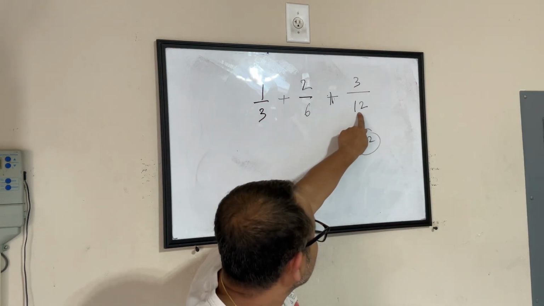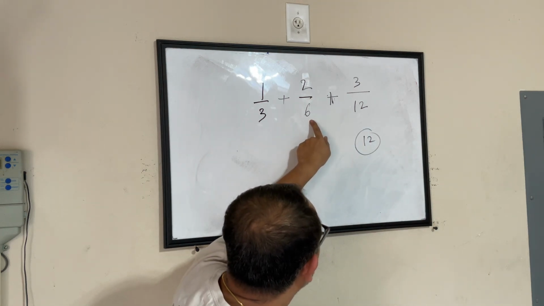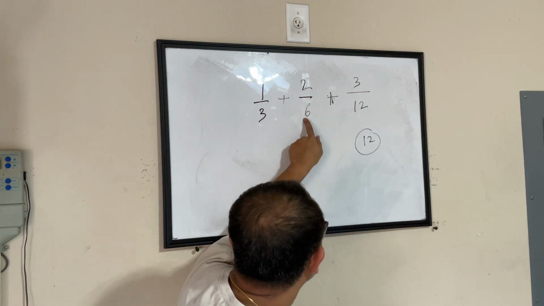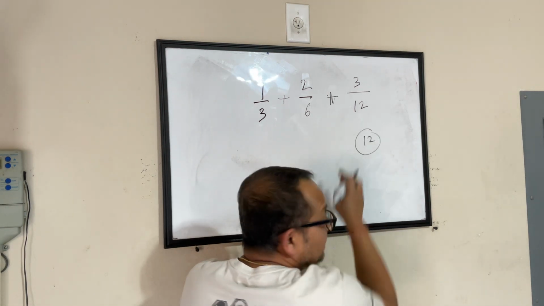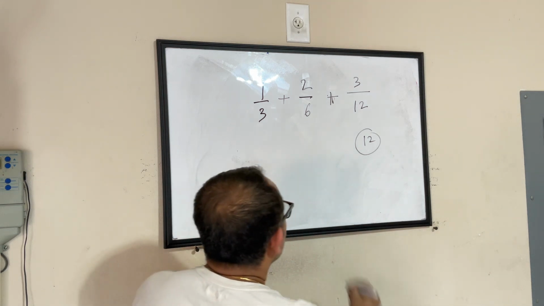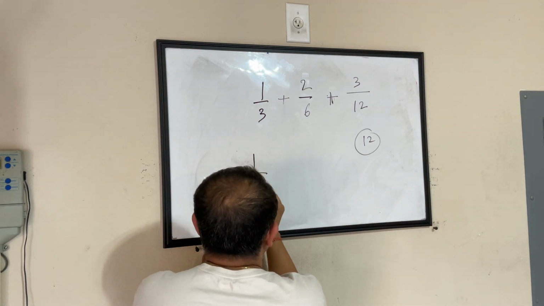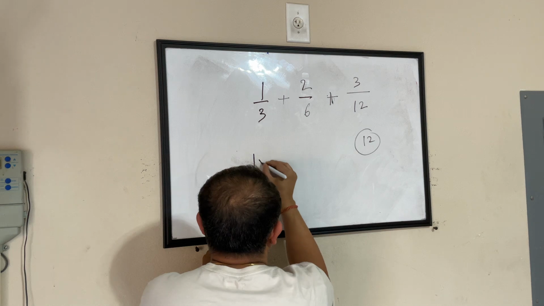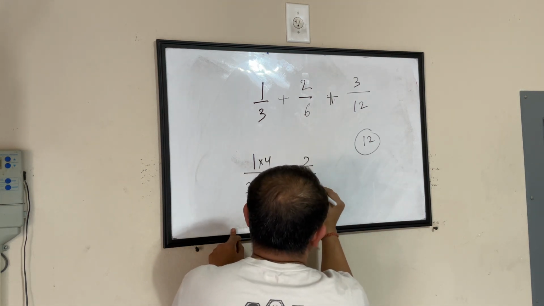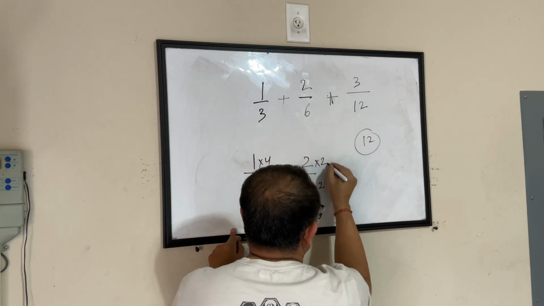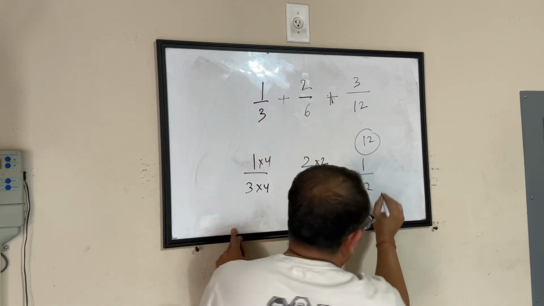So here, our goal is to get the same denominator everywhere. The biggest is 12, and this also can be converted to 12 because 12 comes in the table of 6, so multiplying by 2. I am trying to make everything 12 as a denominator. I can make this 12 by multiplying by 4, so I'll put 4 here. I can convert this also to 12 by multiplying by 2, and a 2 here. And this already has 12, I don't have to worry about it.